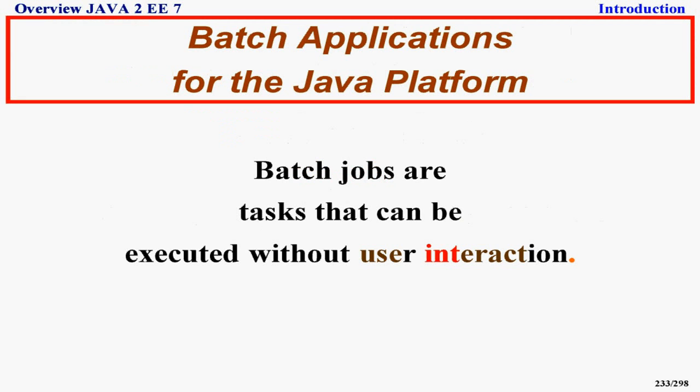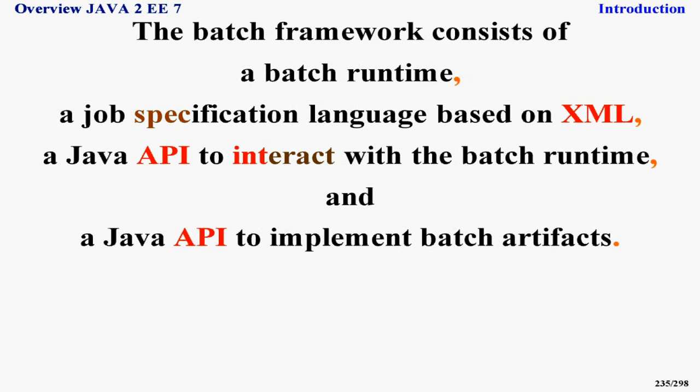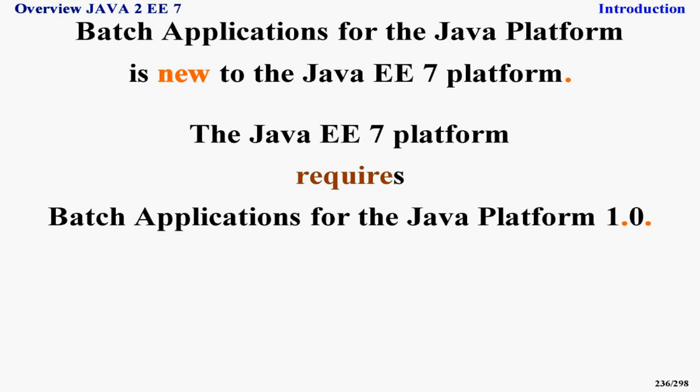Batch Applications for the Java Platform. Batch jobs are tasks that can be executed without user interaction. The Batch Applications for the Java Platform specification is a batch framework that provides support for creating and running batch jobs in Java applications. The batch framework consists of a batch runtime, a job specification language based on XML, a Java API to interact with the batch runtime, and a Java API to implement batch artifacts. Batch Applications for the Java Platform is new to the Java EE 7 platform. The Java EE 7 platform requires Batch Applications for the Java Platform 1.0.